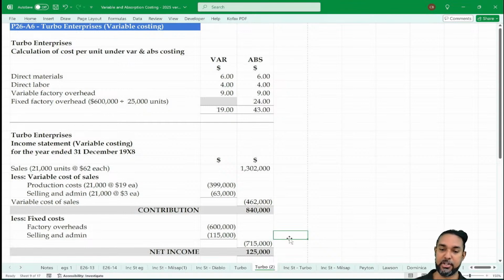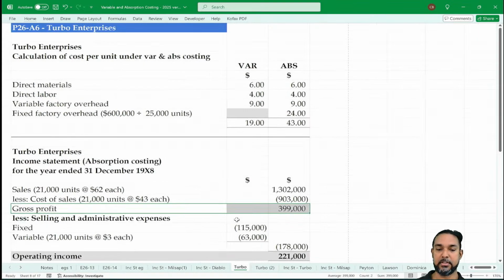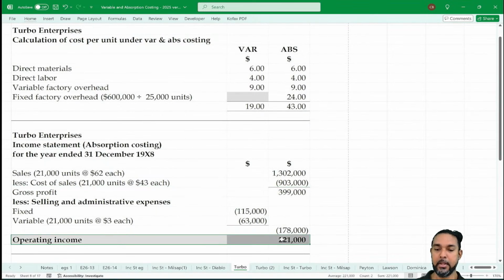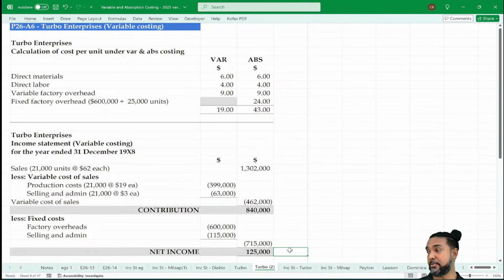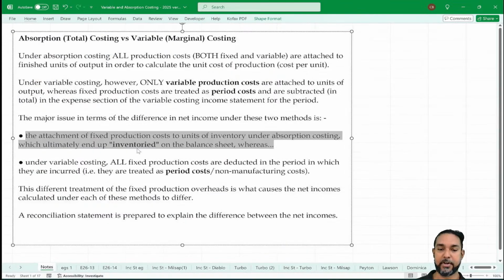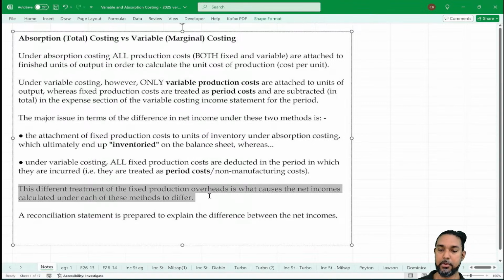What I mean by the reconciliation of the net incomes is, if we go back to Turbo Enterprises absorption costing, the net operating income was 221, and here it's 125. So that's almost $100,000 less. That's $96,000 less. You might be wondering how come it's $96,000 less. There's only one thing that differs between these methods, and it is the treatment of the fixed factory overheads. This different treatment of the fixed production overheads is what causes the net incomes to differ.